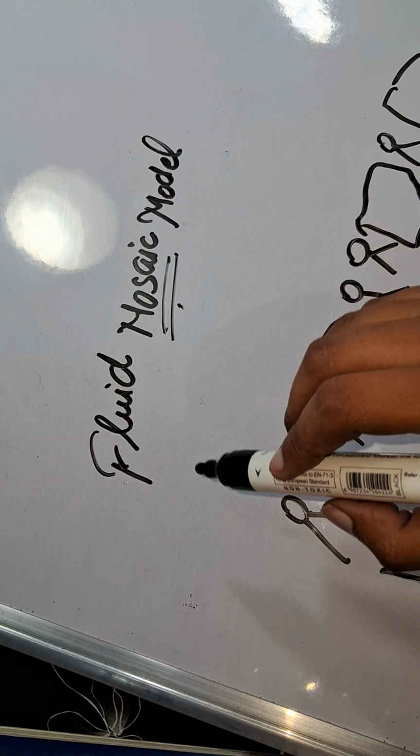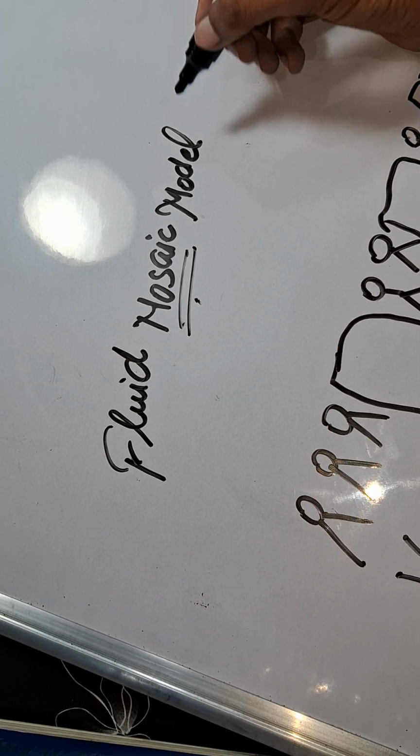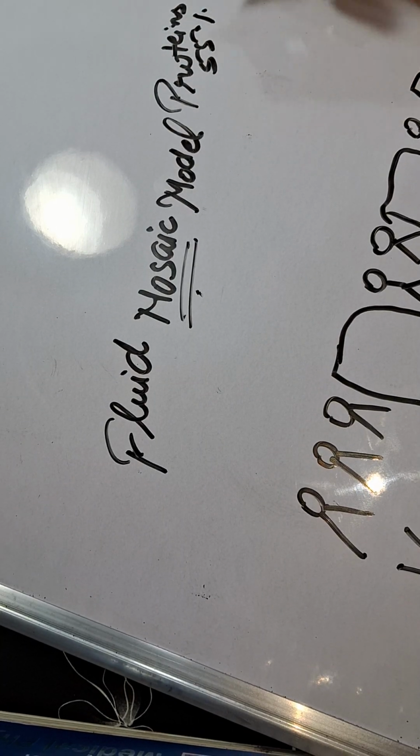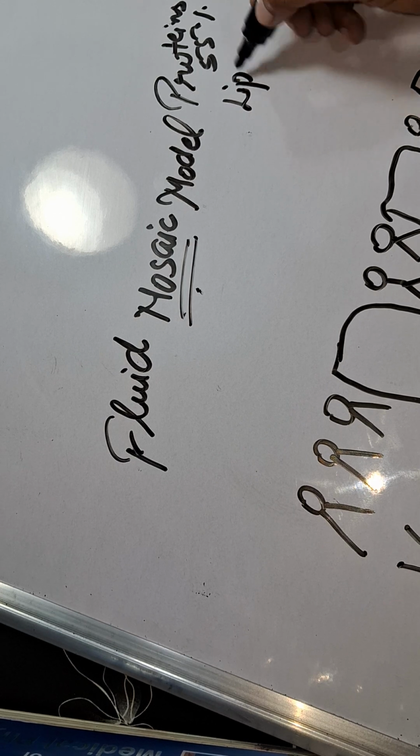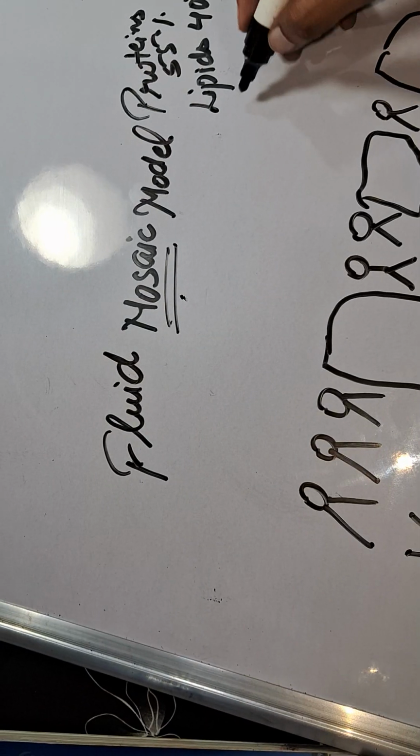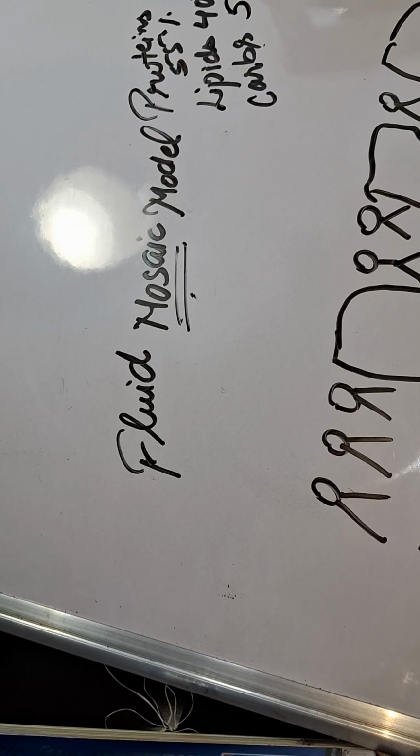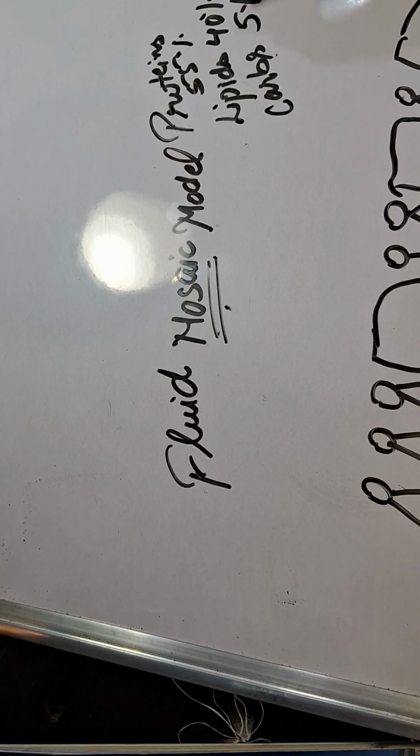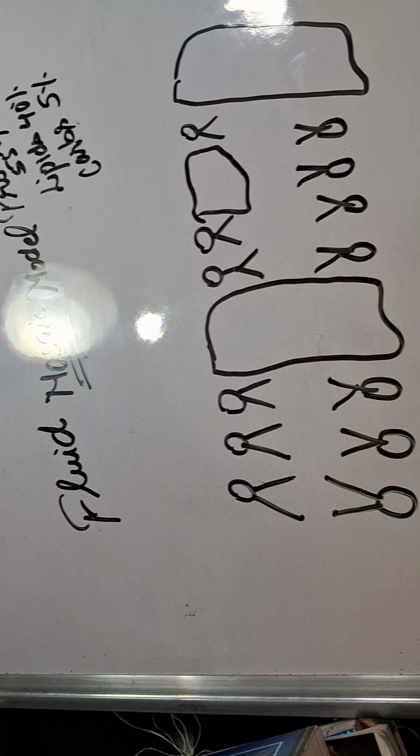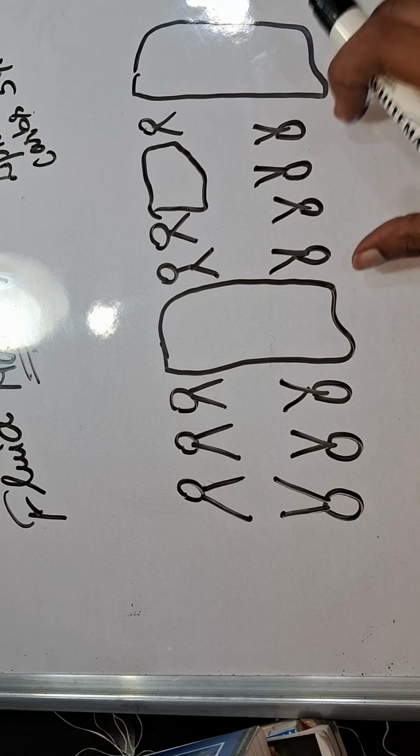And one thing more, the fluid mosaic model. It contains basically the cell membrane, which is a phospholipid bilayer. It contains proteins 55%, and lipids 40%, as well as carbs, which is 5%, you can say, or less than 5%. Okay, proteins 55%, lipids 40%, and carbs 5%. This is how it looks like. Okay, this is the arrangement of the lipid bilayer.